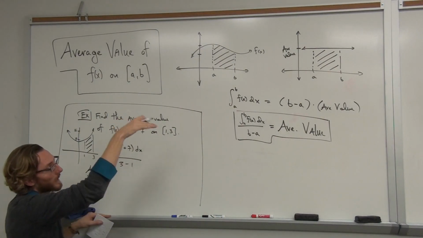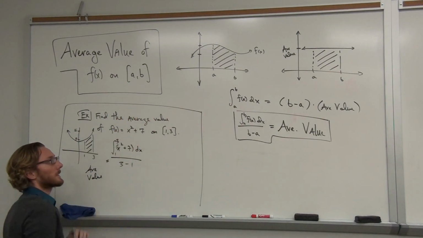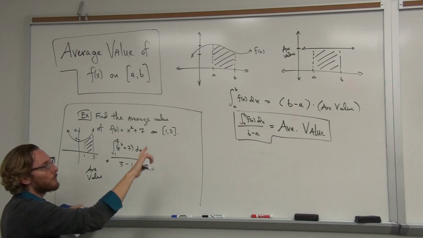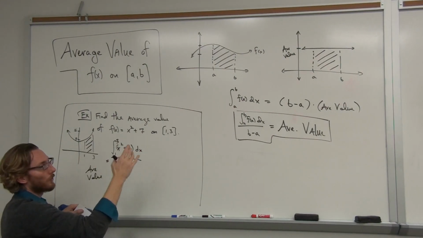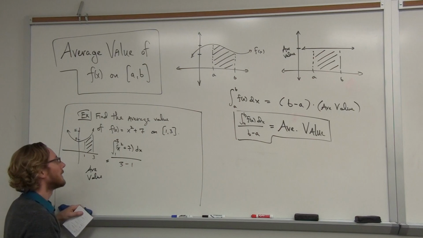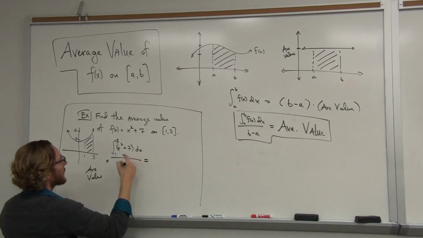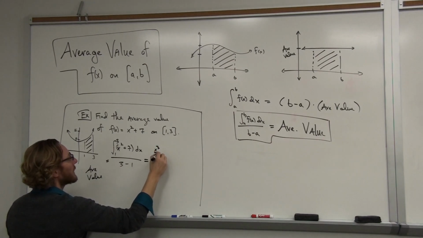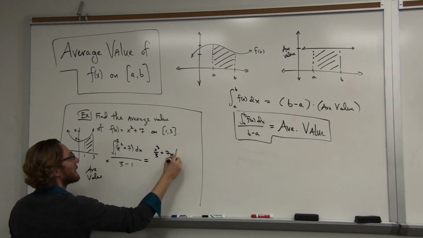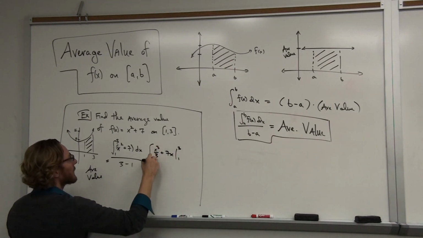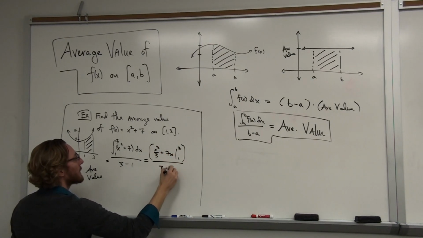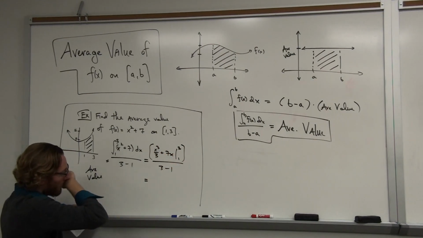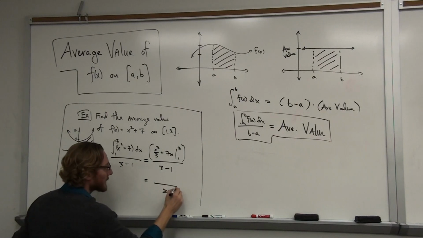The average value, the height of the rectangle, such that the area under the rectangle equals the area under the original function. The average value boiled down to the integral divided by the width of the interval. So we compute the area under the curve. This is going to be what? X cubed over 3 plus 7x. But we still have to evaluate between 1 and 3. And this is going to be all over 3 minus 1. So all over 2, I suppose.